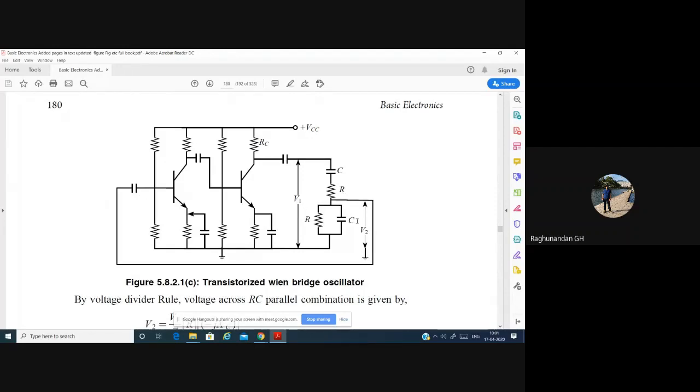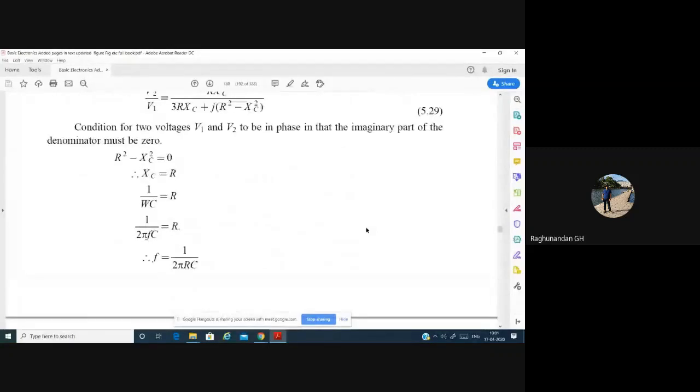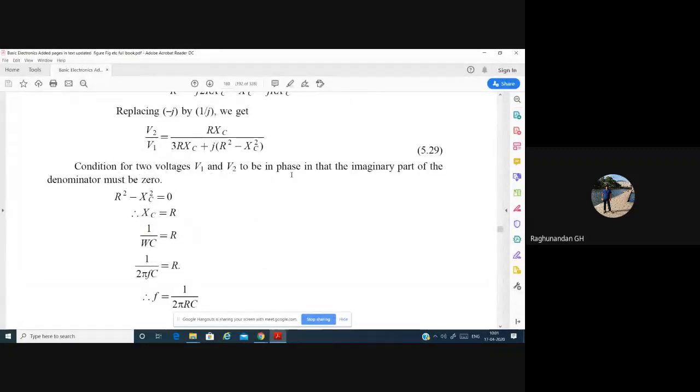Now if V1 and V2 are in phase, then there is a condition which tells that the imaginary part of the denominator must be 0. This is the imaginary part we are having, the lower part. So if V1 and V2 are in phase, then this imaginary part should become 0. So we take R square minus X square equal to 0. This part we are going to take as 0. So now we get X is equal to R.